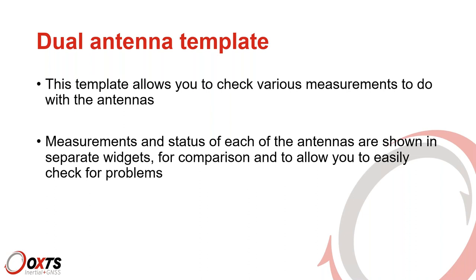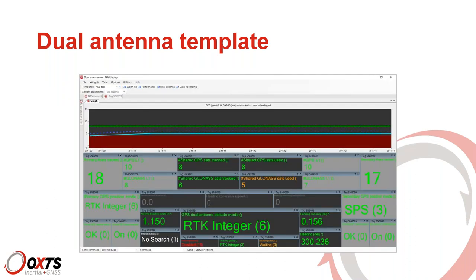So the dual antenna template allows you to check various measurements about the antennas and GPS status. So it does give you additional information about the specific satellites tracked, GPS versus GLONASS, as well as ones that are being shared between the two antennas and are used in the dual antenna solution. And then it also gives you some additional information about the antennas. So if you are using a 3000, you also have the antenna status and power, just to make sure that the antenna that you are using is actually powered on and you do have a closed circuit.